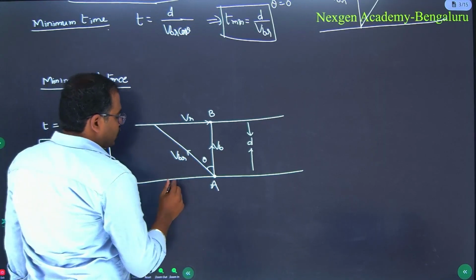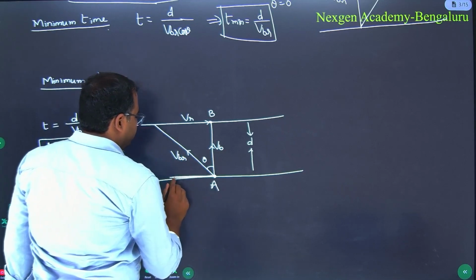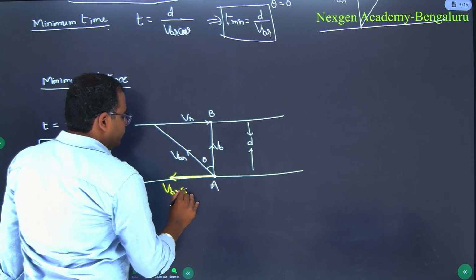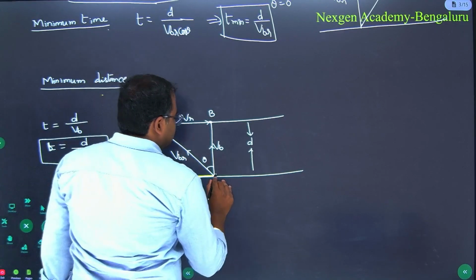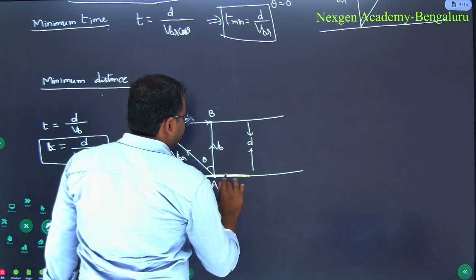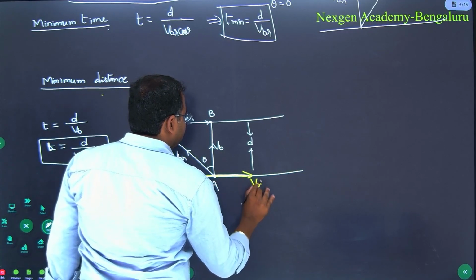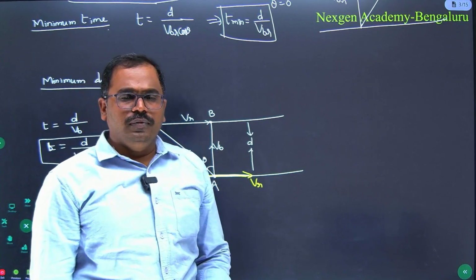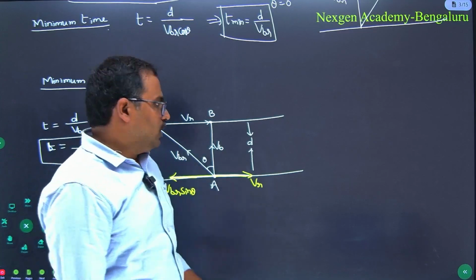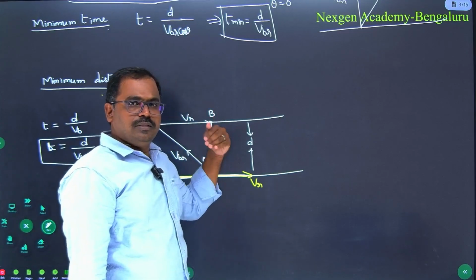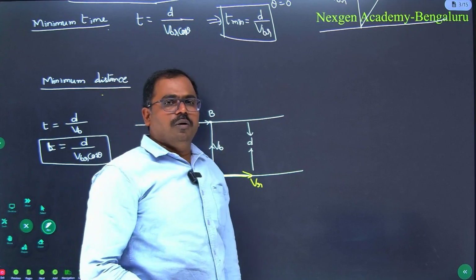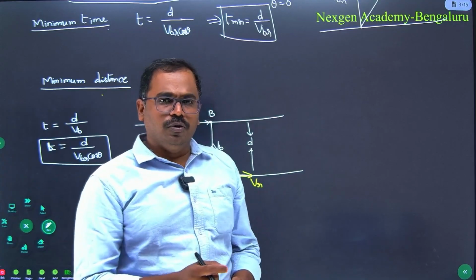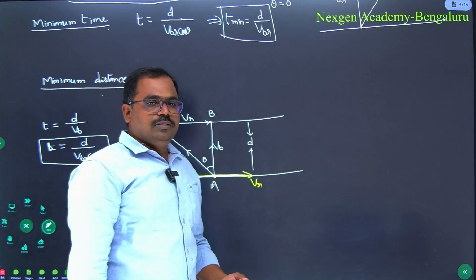Theta value means, look at this. Here it is VBR sin theta, and this is the river, velocity of the river. These two are in the opposite manner. If these two components cancel out each other, then the whole velocity of the boat will be in the vertical direction. This thing has to happen, which means to reach the opposite bank exactly, the horizontal components of velocity of the boat and the river velocity have to cancel out.